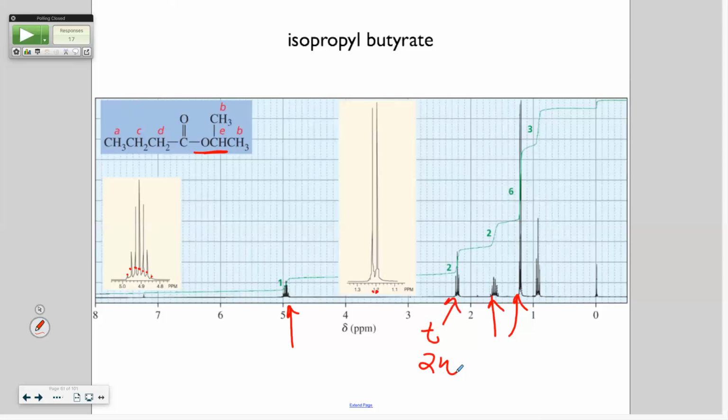I'm going to use a little n for neighbor, not neutral. Okay, this one is a triplet, so it also has 2 neighbors. Which one is the peak above 2? D, because it's affected by the carbonyl. Okay, getting a little better?